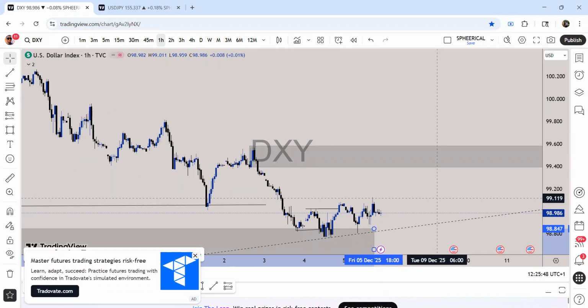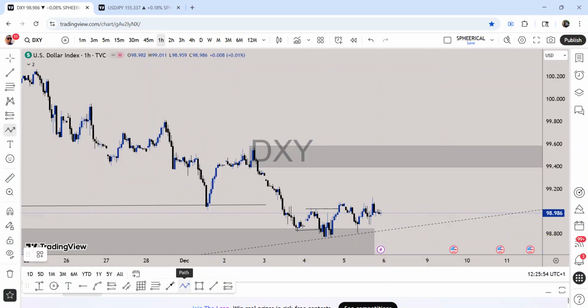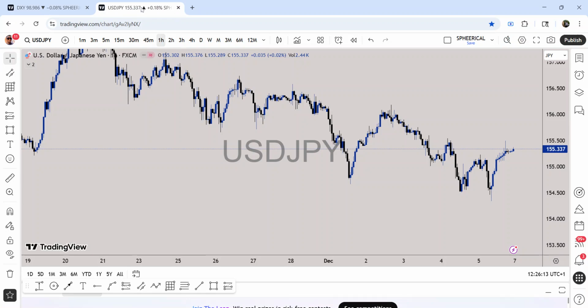So we're expecting this market on opening on Monday. We're expecting the US dollar to pick up energy from here at least to this zone before any other thing. So this will give us a clue that USD is going to gain energy. So let's just go straight to USDJPY.